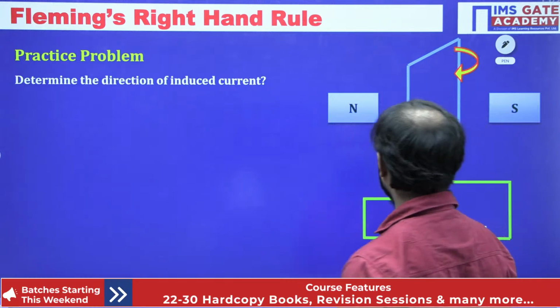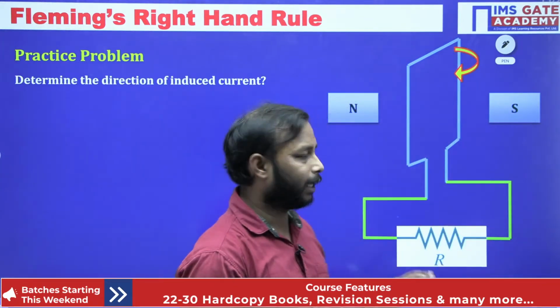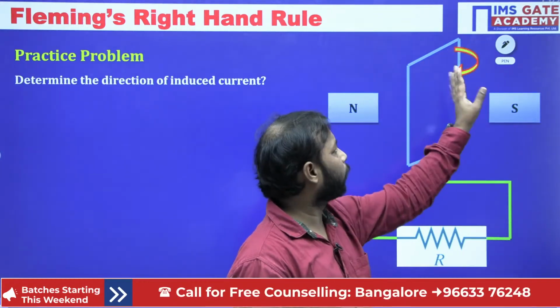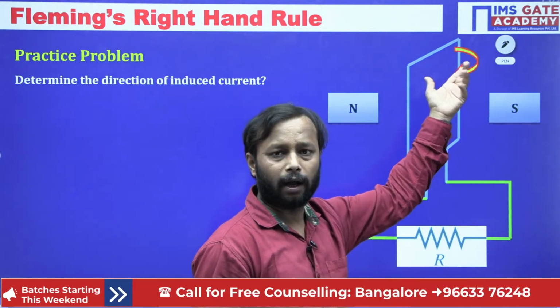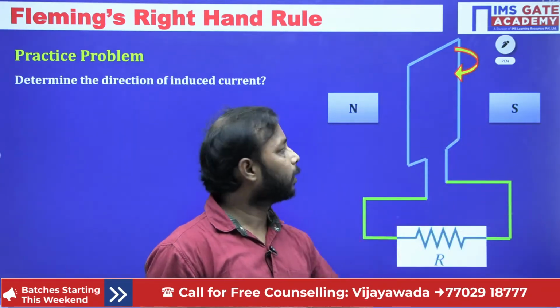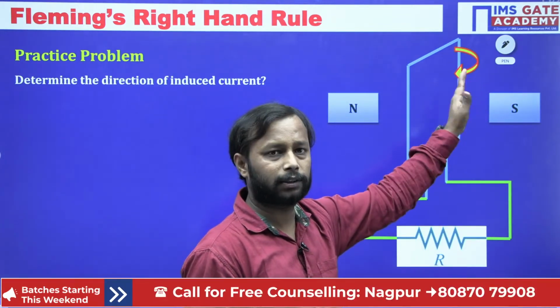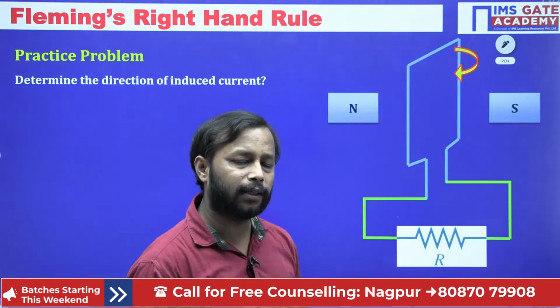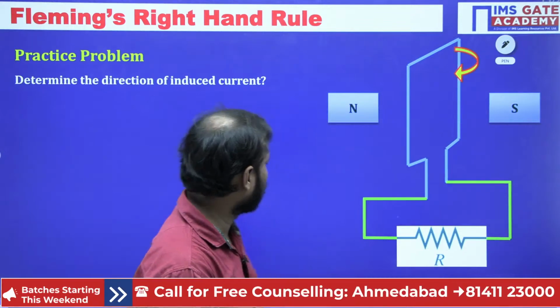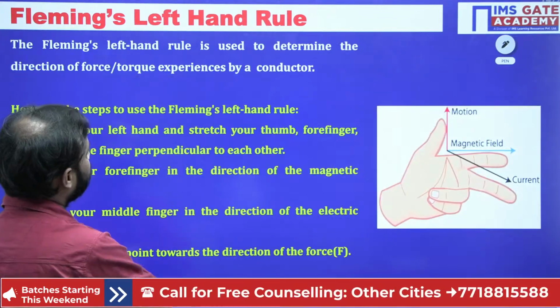This is a practice problem, and in this I have changed the direction of movement of the conductor. Earlier it was anti-clockwise, but this time it is clockwise. So please find the direction of induced current in this part and this part. Alright, so this is a practice problem.